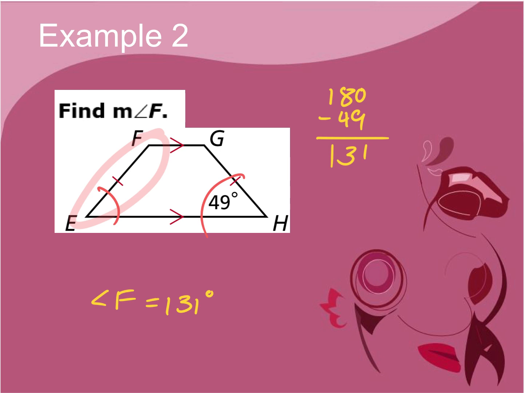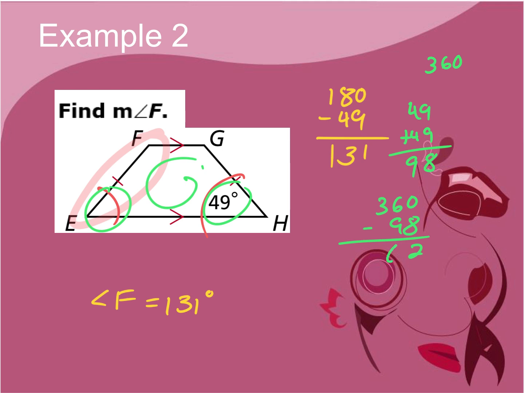Now there is another way you guys can figure this out. We know this is one way. Now, the other way you can figure this out, if you forget that they're supplementary, we know the sum of all of these interior angles is 360. And we know these 2 are congruent. So if we do, for example, 49 plus 49, we're going to get 98. And once we get 98, we can subtract it from 360. It's going to give us 262. After that, we can do 262 divided by 2, and we end up with 131 anyway.